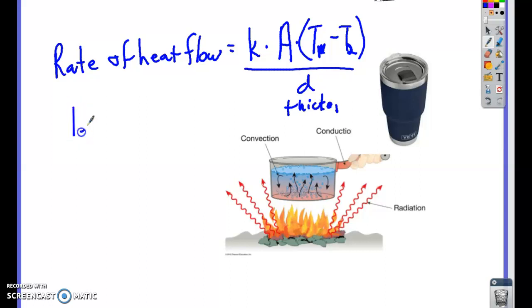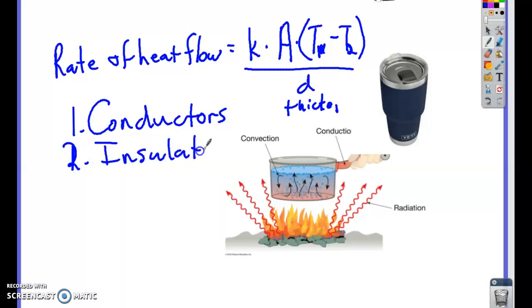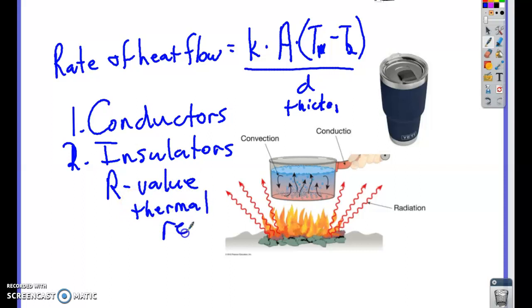So basically, we have conductors, which are things that allow the heat to flow well. If we want heat to flow, then we want to use conductors. Obviously, if we do not want it to flow, then we're going to use insulators, because insulators are things that resist the heat flow. They do not let the heat flow through them very well. And just like conductors have a K value, insulators have an R value. The R value stands for thermal resistance. That's where the R comes from. In other words, how much does it resist the flow?